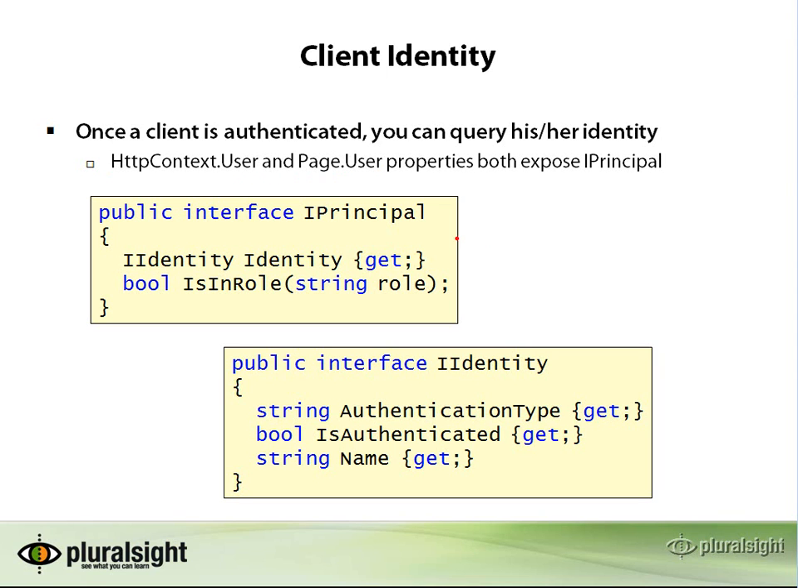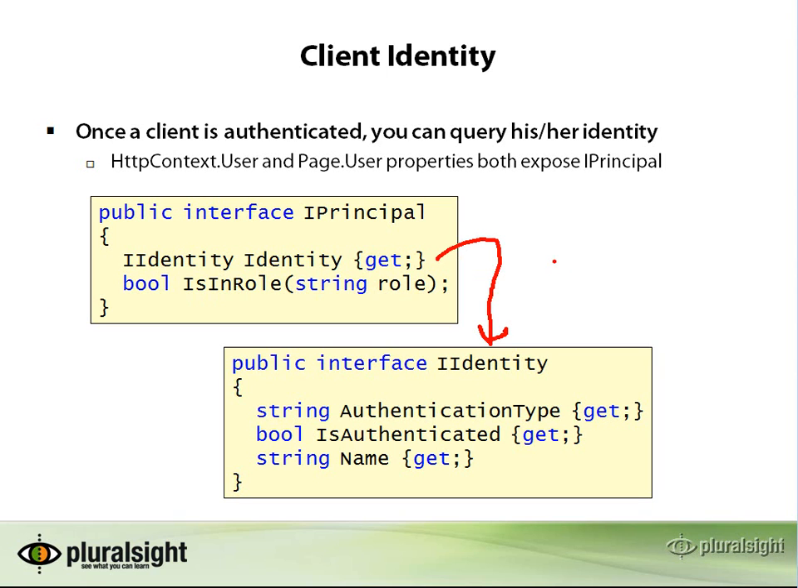Now, if you take a look at the shape of IPrincipal, there are two things here you'll see. You'll see an Identity, and this is essentially the result of authentication, which is the first step. Then there's IsInRole, which has to do with authorization. We'll be talking more about roles later on, so I'm going to skip this for now. Let's focus on the identity.